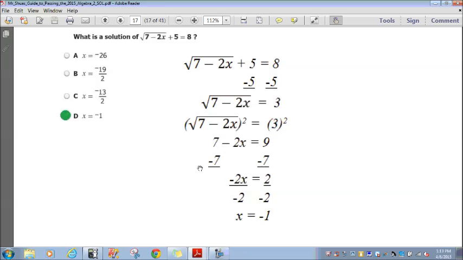If I subtract 7 on both sides, I'm going to get negative 2x equals positive 2. Then if I divide by negative 2 both sides to get the x by itself, x equals negative 1, which is answer choice D. That one was pretty straightforward, not too many problems there.